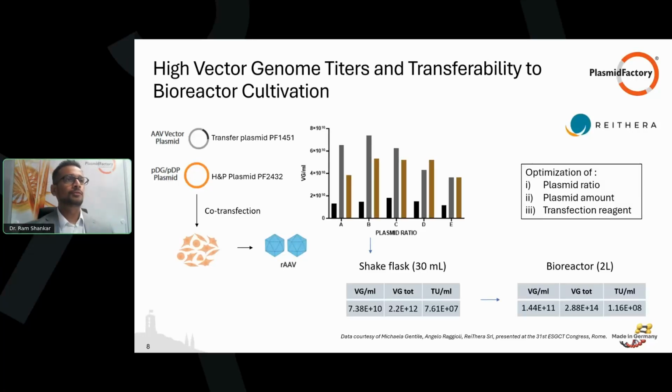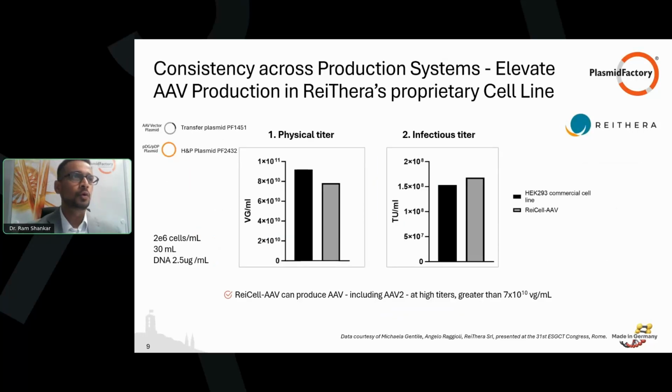They were also successful in working on their own proprietary cell line. This is the rice cell AAV, which was able to use this two-plasmid system and produce vector titers of 10 to the 10 vector genome per milliliter. And importantly, the infectious titer in this case was even slightly higher than what they saw earlier with the commercial cell line. So these examples show that it is possible to take the system, test it in your own conditions, and successfully transfer from a 3 to a 2 plasmid system in suspension culture.